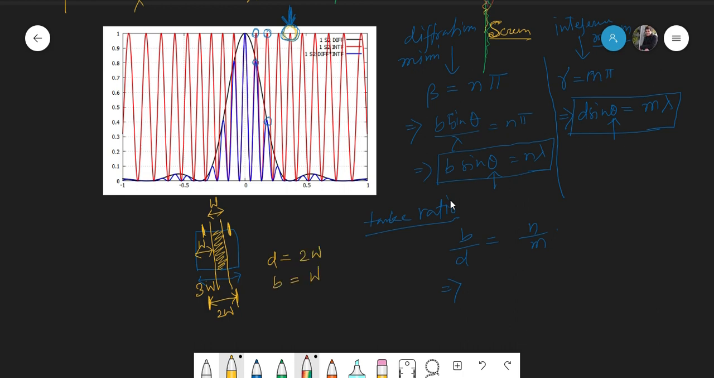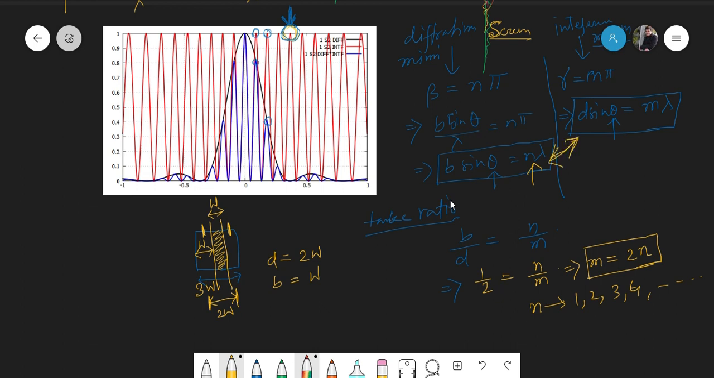So b by d is equal to half, n by m, which implies m is equal to 2n. So here this n takes 1, 2, 3, 4 and so forth. So this is the condition for all those interference maxima to disappear, because they would match with the diffraction minima. So these two conditions. To our slide.